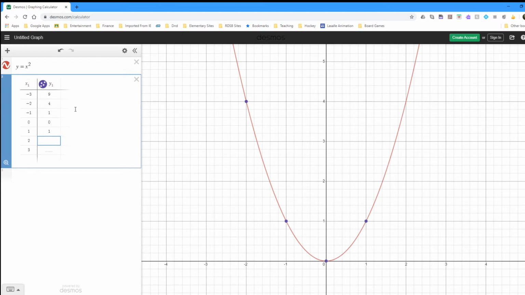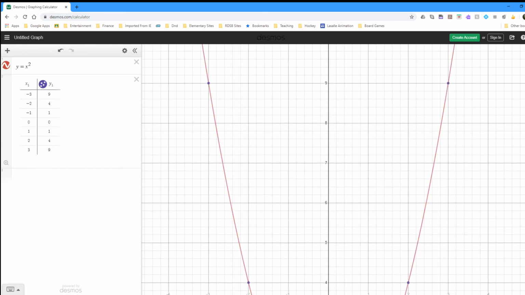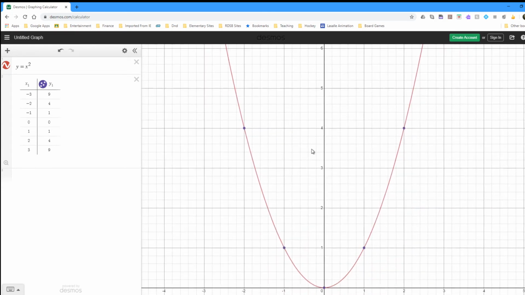What is 2 squared? It's 4. And what is 3 squared? It's 9. Now, why are we not seeing the 9s? We're not seeing the 9s because they're way up here. But you can see that those are on the parabola as well.